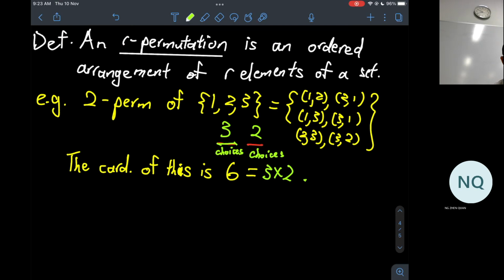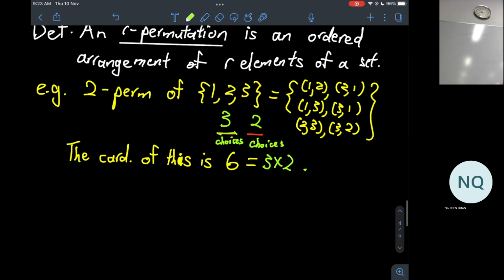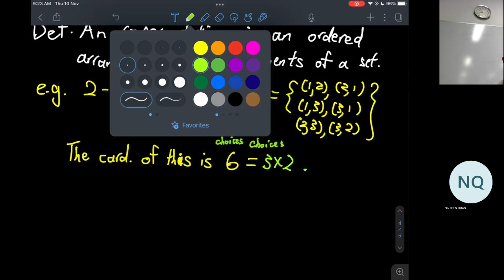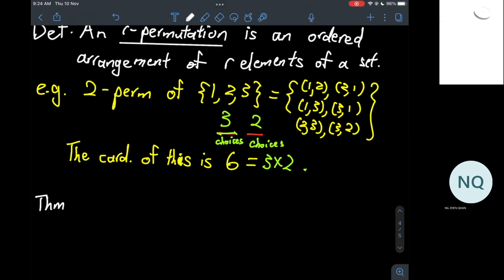Speaking of 3 factorial, we will jump into here now. In general, how to count the cardinality of R-permutations of n distinct elements. Let's take some n and R such that 1 is less than or equal to R, which is less than or equal to n.